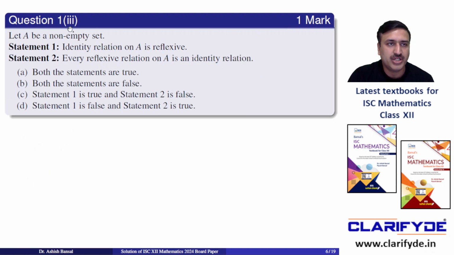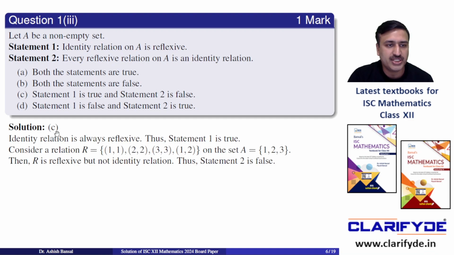Question number third part. We are given A to be a non-empty set. Statement 1 says identity relation on A is reflexive. Statement 2 says every reflexive relation on A is an identity relation. We have to choose the correct option. The correct option is C. The reason is identity relation is always reflexive. Thus statement 1 is true.